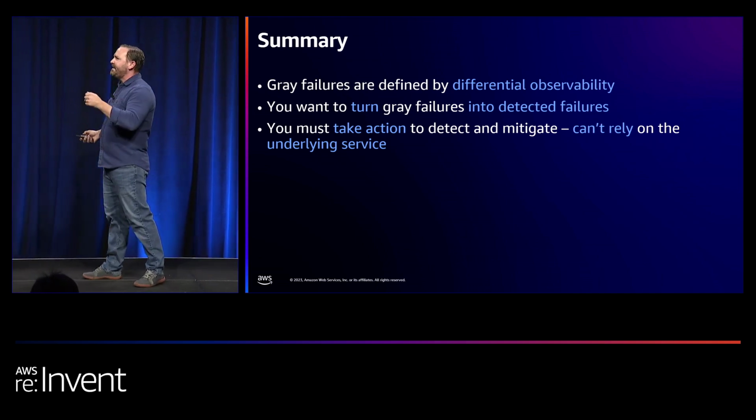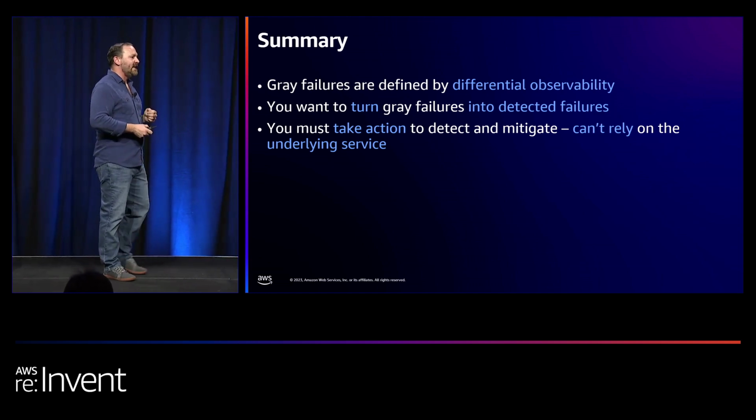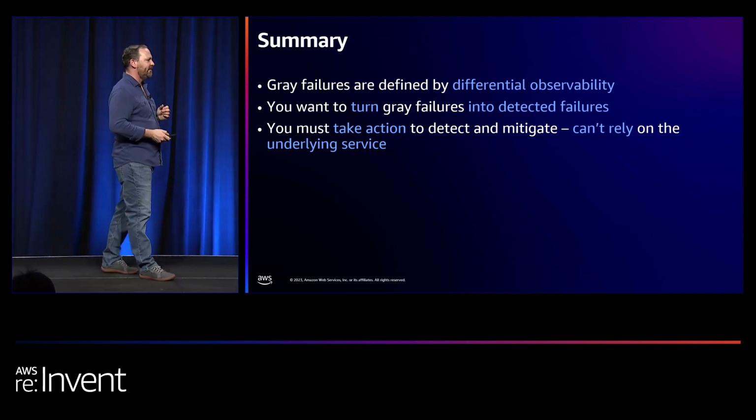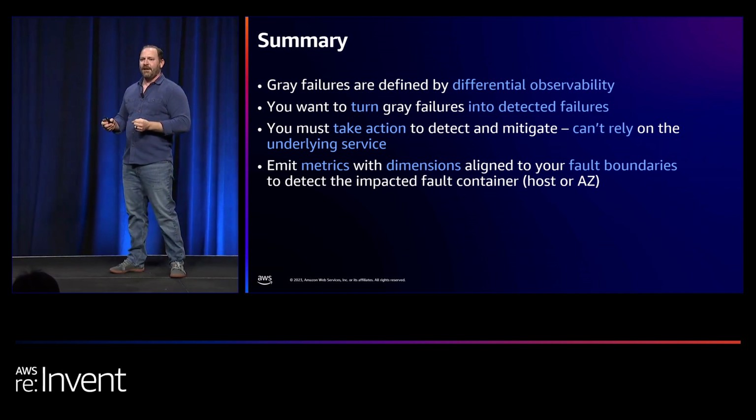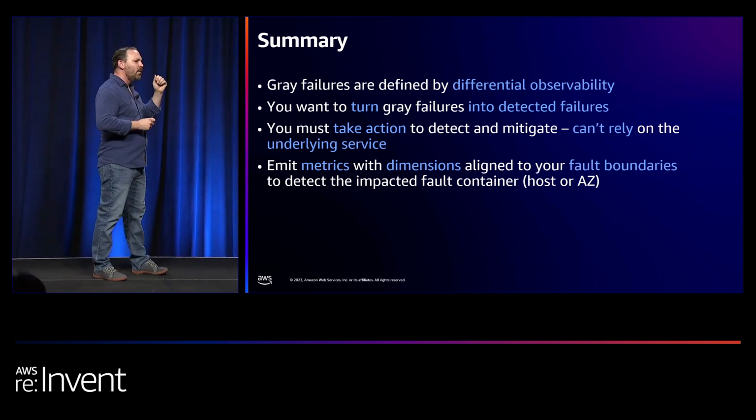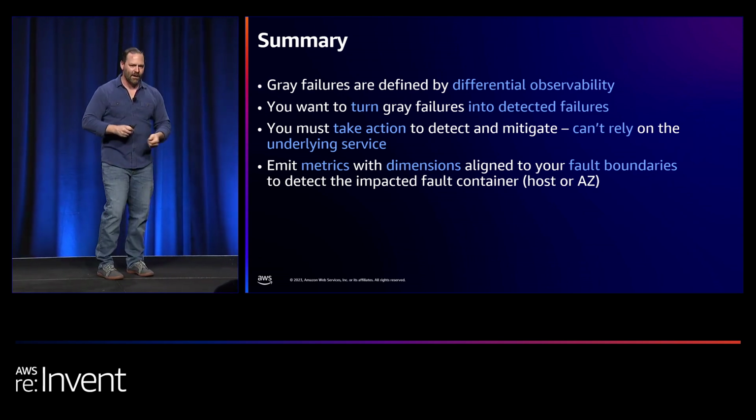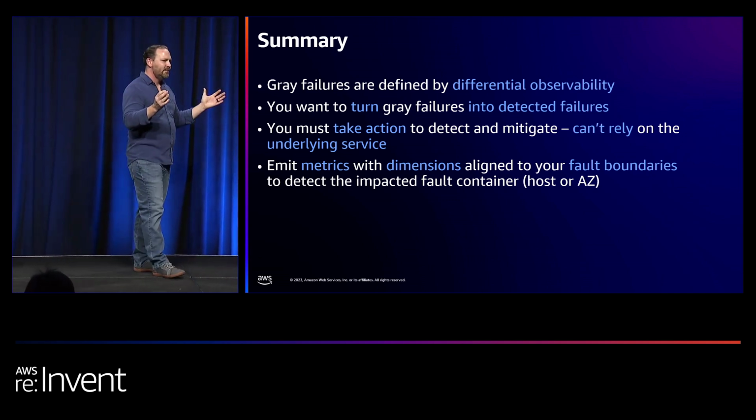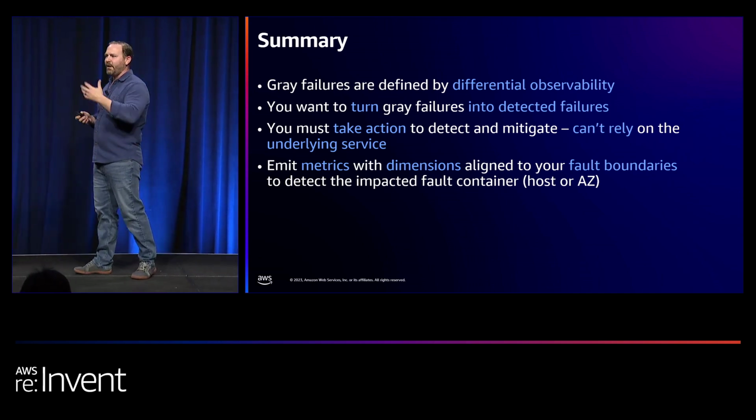In order to do that, you have to take action yourself, right? We can't rely on the underlying service. If you want to be resilient to gray failures, you have to build the observability and mitigation tools to detect and fix them. To do that, it's especially important that your metrics are enriched with dimensions aligned to your fault isolation boundaries. It's going to be really tough for you to know that AZ1 is impacted if you don't have metrics specific to AZ1, to AZ2, to AZ3, right? If all you have is a collection in aggregate at the region level, you'll never be able to find the source that's causing a drop in availability or increased latency.